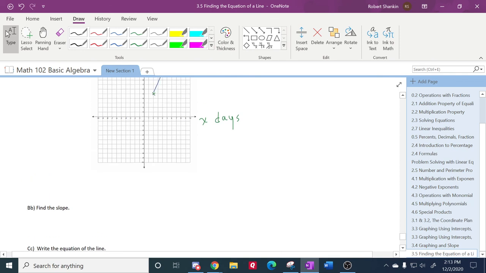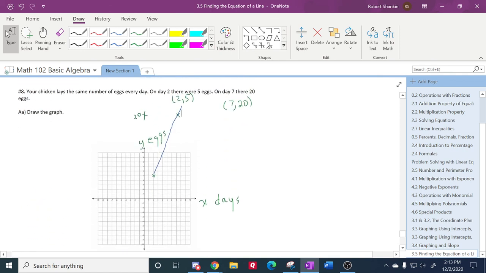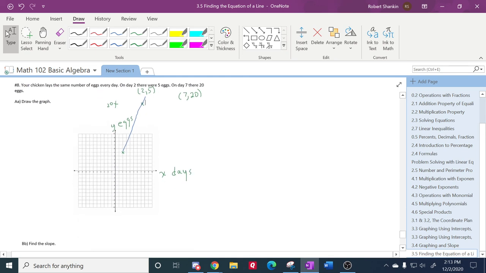Okay, then it says find the slope. Well, the slope is the difference in the y's divided by the difference in the x's. 15 over 5, which is 3.